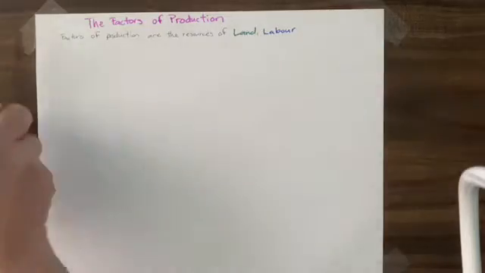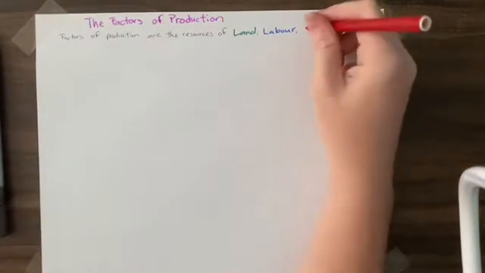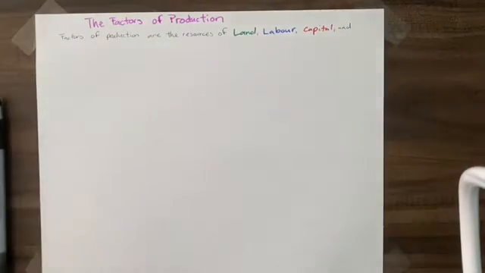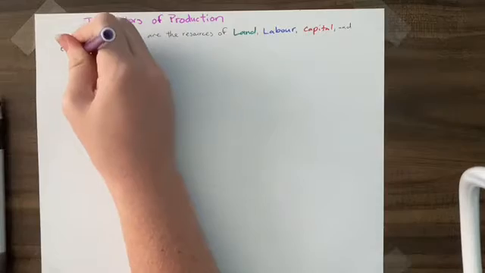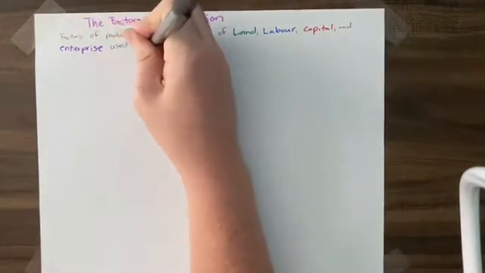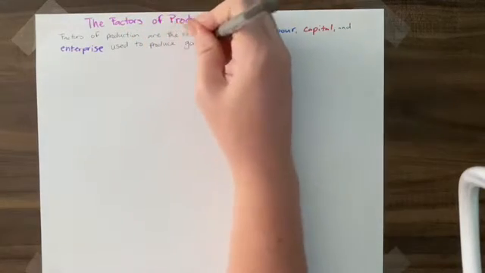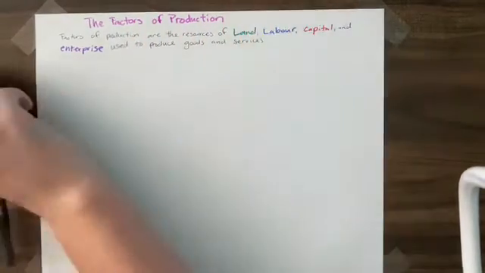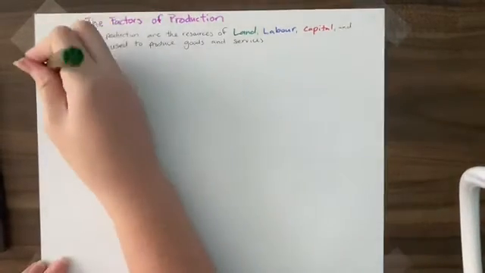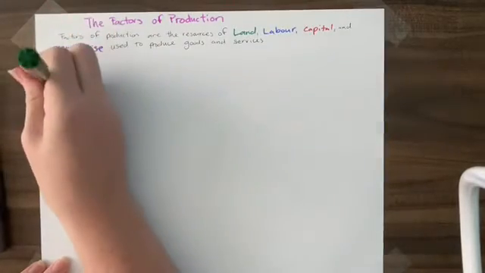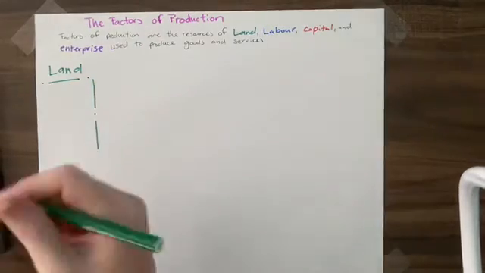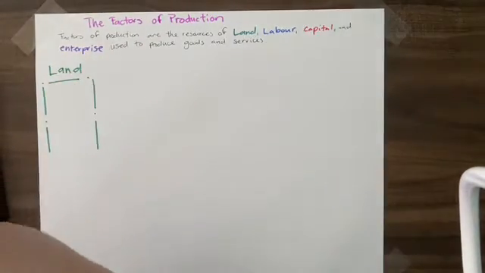So factors of production are the resources of land, labor, capital, and enterprise that are used to produce goods and services. So these 4 things are what we use to make goods and services. Goods and services are just the things that we use every single day. So things that we buy, things that we use in our house, electricity, groceries, electronics, anything like that, anything we use.